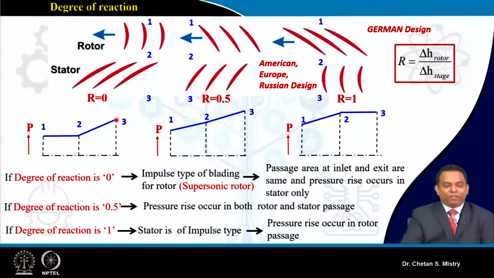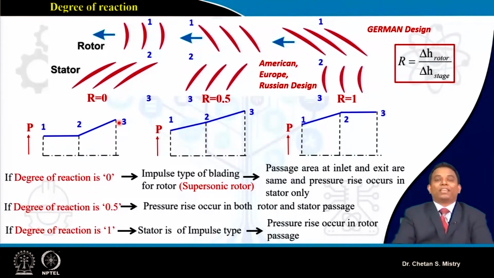In the last lecture we discussed that 0 degree reaction represents no diffusion happening in our rotor. The whole diffusion happens only in the stator, and that is the reason we have our pressure rise only in the stator. When we define the degree of reaction to be 50%, the diffusion process is distributed between rotor and stator, so 50% diffusion happens in the rotor and 50% in the stator.